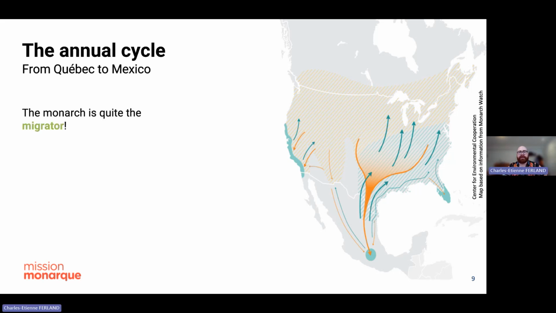When we think about the monarch butterfly, something that we often associate with it is the migration phenomenon.